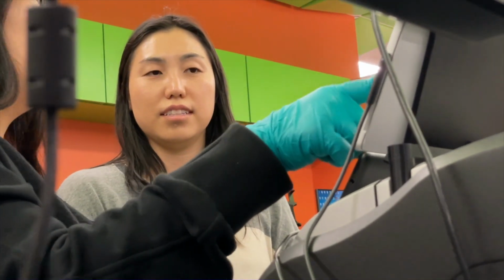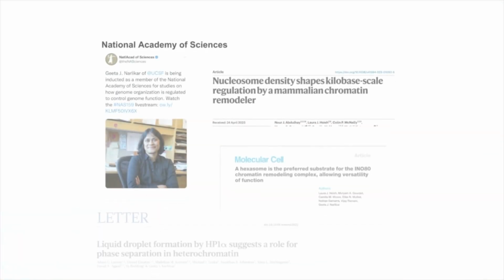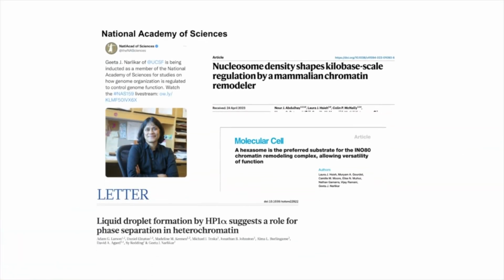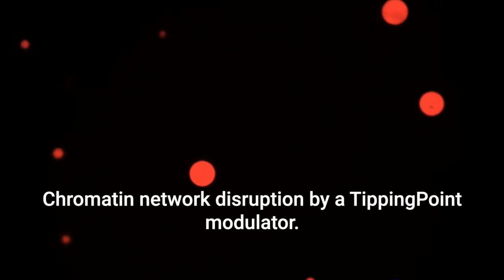I'm Laura, the CEO and co-founder of TippingPoint Biosciences. My co-founder, Dr. Geeta Narlikar, who's a professor at UCSF, is a world leader in chromatin biology. With our expertise, we have invented a new type of screening platform. We can identify molecules that specifically modulate the disease chromatin network without affecting the healthy ones in a test tube.